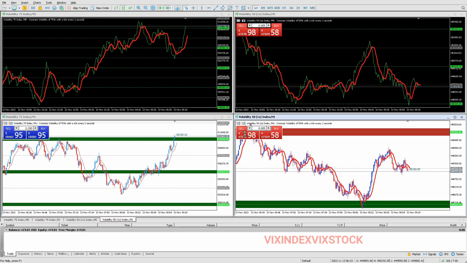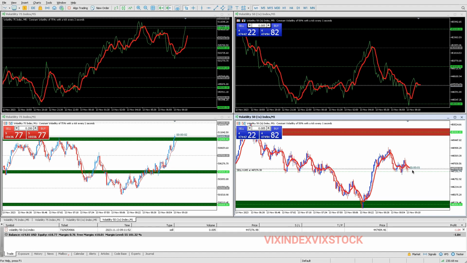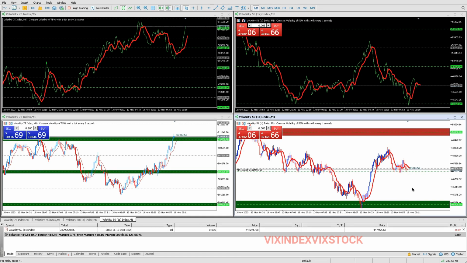Let me sell VIX 50. We've tested here and we've stayed below the moving average. So let's see what it wants to do. VIX 50. I've taken 2 losses already on VIX 50. Let's see what it wants to do. If it continues this way, I'll be good.